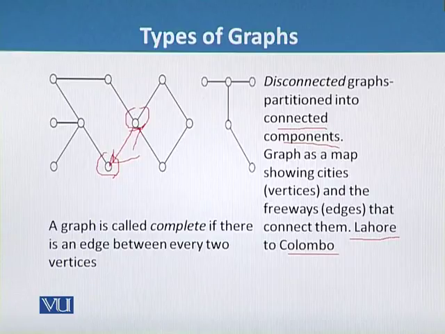And the last example is the complete graph. A graph is called the complete graph if there is an edge between every two vertices in that graph.